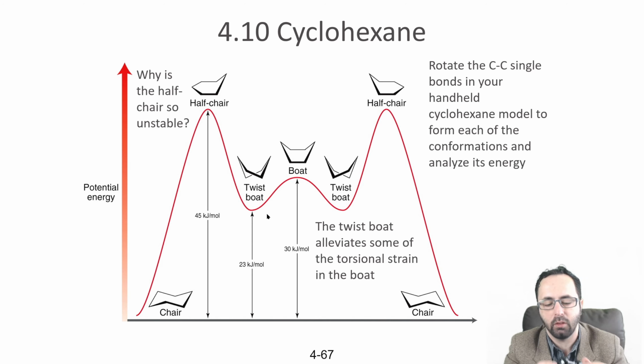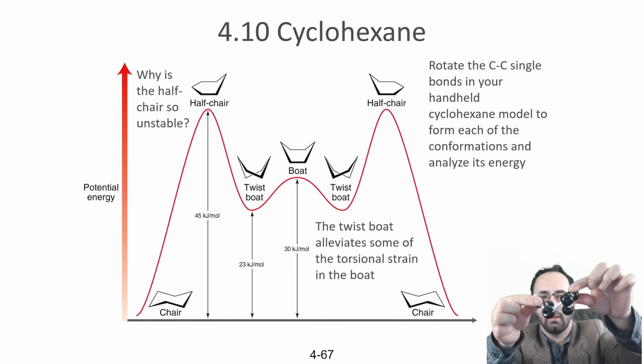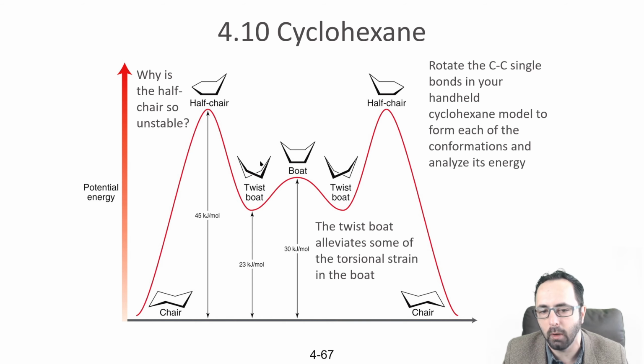Then we can have a kind of twisted boat, which is hard to show, but it's something like this, twisted boat. It's shown by this drawing, which is 23 kilojoules per mole less stable than the chair. The boat is 30 kilojoules per mole less stable than the chair. The reason why the twisted boat is more stable than the boat is because by twisting it reduces some of the eclipsing hydrogen interactions. It alleviates some of this torsional strain. And then we go back to the half chair, then we're back to the chair.